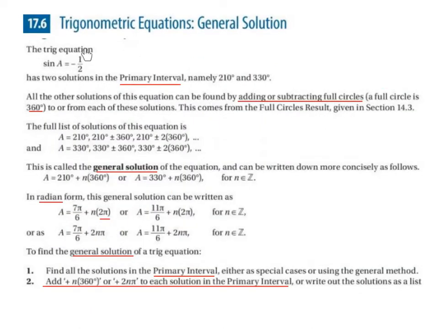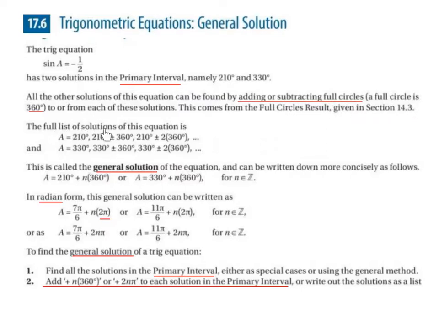So again, the trig equation sine of A is equal to minus a half has two solutions in the primary interval, 210 degrees and 330 degrees. All the other solutions of this equation can be found by adding or subtracting full circles. A full circle is 360 degrees, to or from each of these solutions. This comes from the full circles result given in section 14.3.